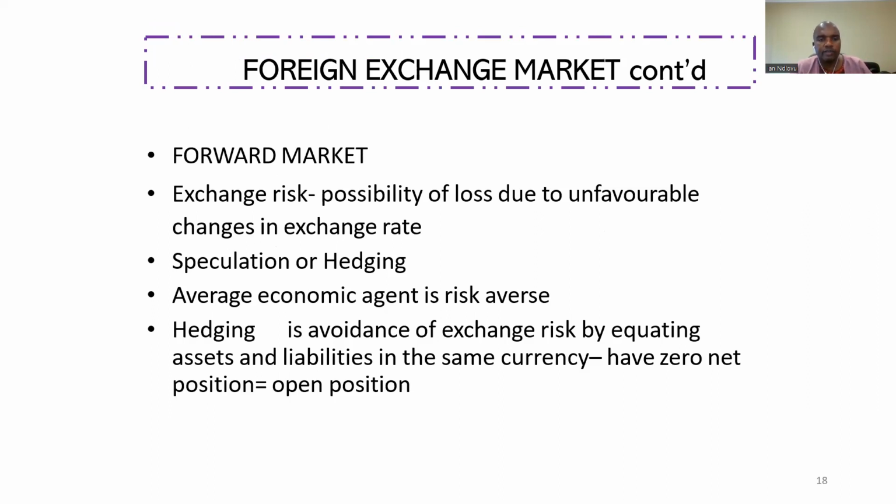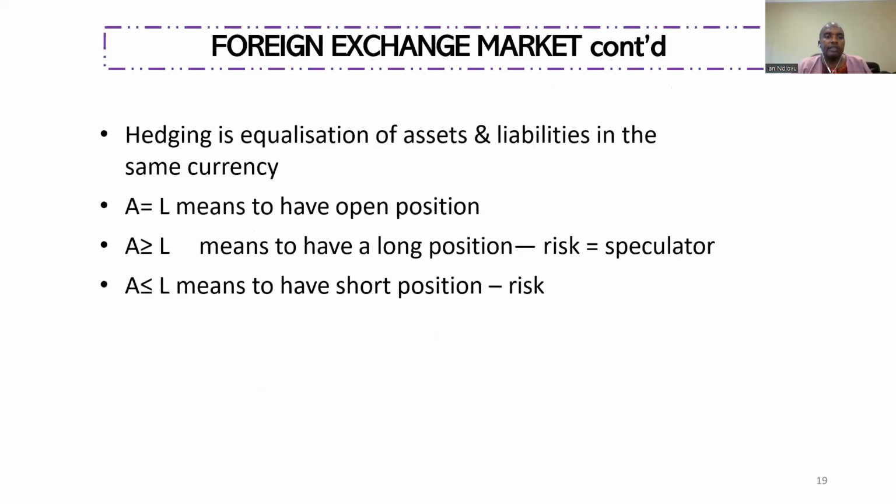How about speculation or hedging? An average economic agent is risk averse. There are very few economic agents who are risk loving. So when someone is hedging, they will be avoiding exchange rate risk by equating assets and liabilities in the same currency. That is, in order to have a zero net position, which is equal to an open position. Hedging is equalization of assets and liabilities in the same currency.